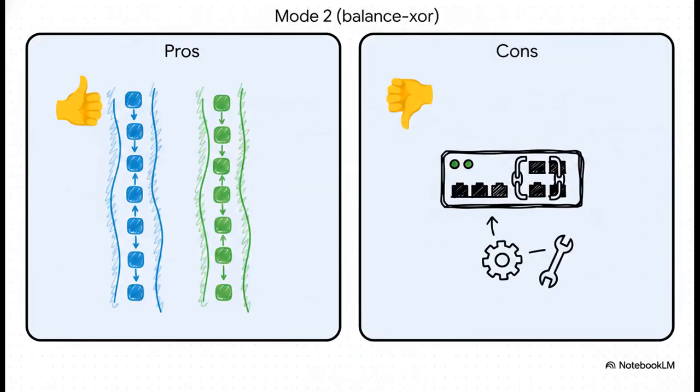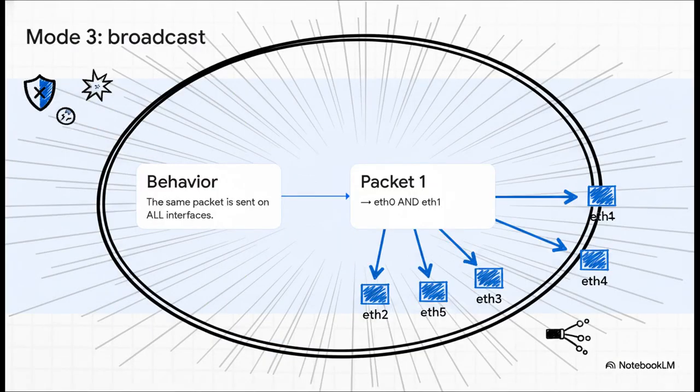So what's the point of all that? Well, it totally solves that out-of-order packet problem we saw with Round Robin. You get solid load balancing and failover. But just like Round Robin, you're going to need to get your hands dirty and configure port trunking on your switch.